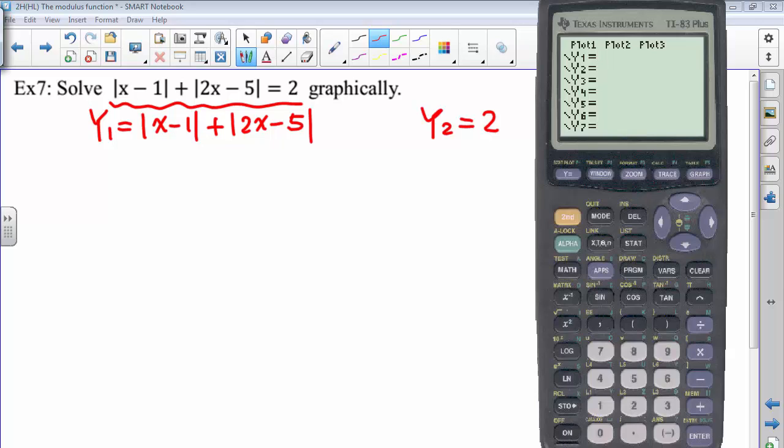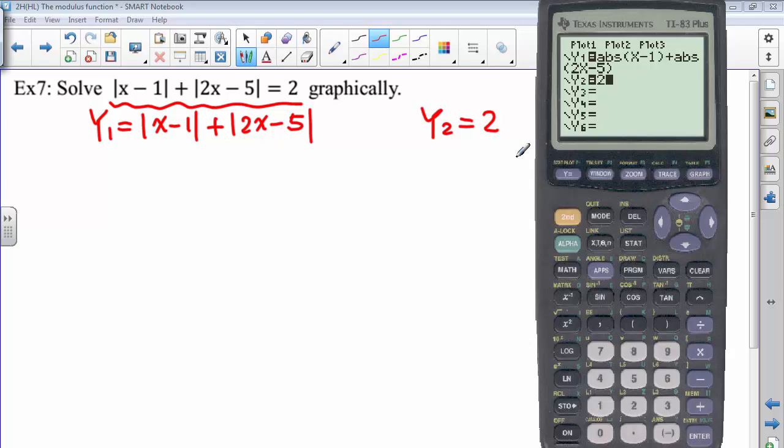So here, there is a function key. We press math, then go to number. It's ABS. ABS means absolute value. Then I put x minus 1 in. Then plus the absolute value again. So let's go to math, choose number, absolute value again. It's 2x minus 5, brackets. And the second function is 2.